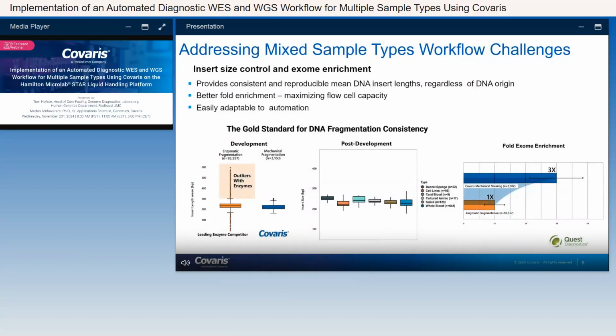Addressing the mixed sample type workflow challenges has been very challenging in the current NGS space. This example highlights customer data presented by Quest Diagnostics during a Radboud webinar, where Quest transitioned from their enzymatic fragmentation to a Covaris AFA-based approach. Some of the challenges with enzymatic fragmentation include a wider fragment size distribution, especially when dealing with several different sample types, such as clinical samples, as you can see here in the bottom left images.